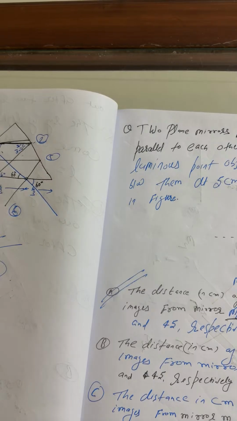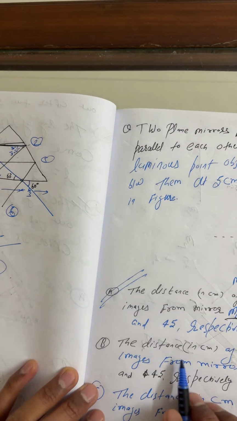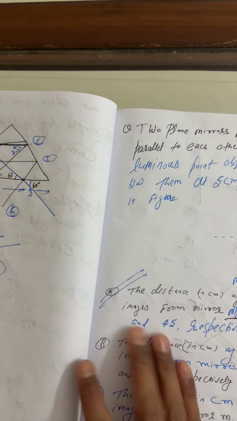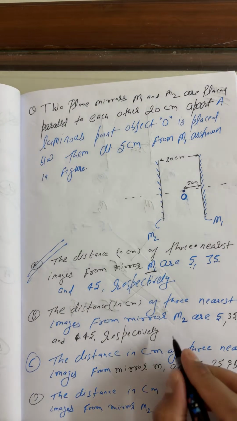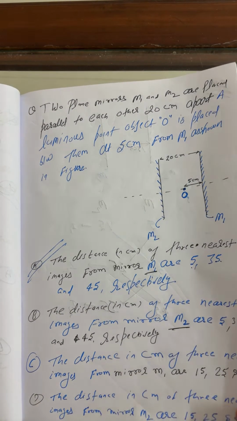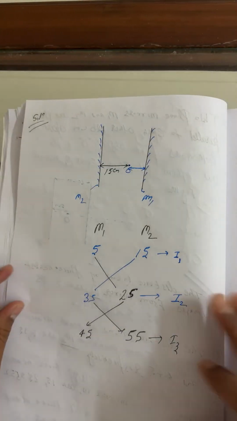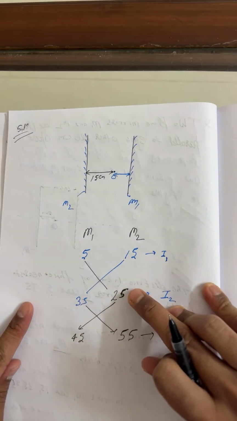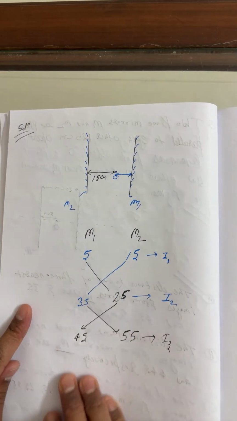Have a look at the next question here. Okay. Distance in centimeter of 3 nearest M2. What's mentioned? M2. 5, 35 and 45. Okay, have a look. For M2, what? 15, 25 and 55. Means option second is correct.